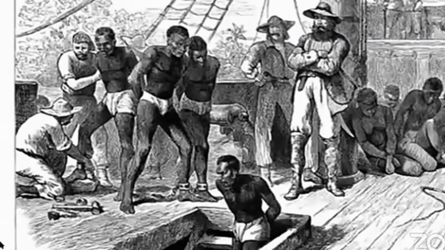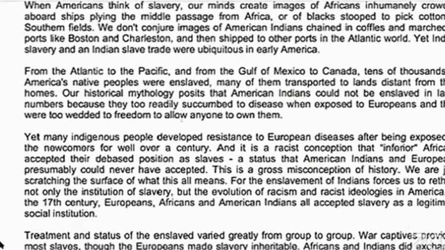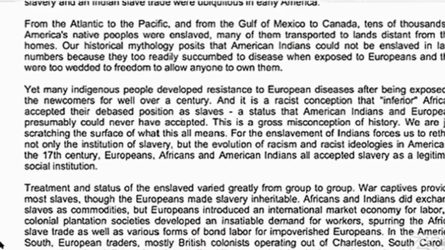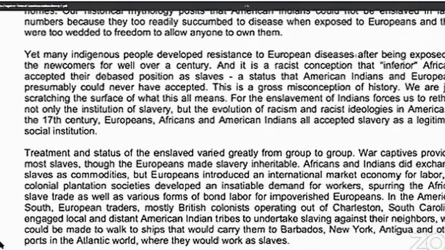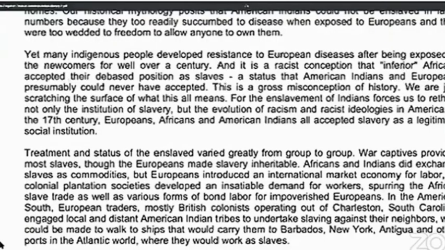Our historical mythology posits that American Indians could not be enslaved in large numbers because they too readily succumbed to disease when exposed to Europeans, and they were too wedded to freedom to allow anyone to own them. Yet many indigenous people developed resistance to European diseases after being exposed to newcomers for well over a century. You're still here. And it is a racist conception that inferior Africans accepted their debased position as slaves, a status that American Indians and Europeans presumably could never have accepted. This is a gross misconception of history.